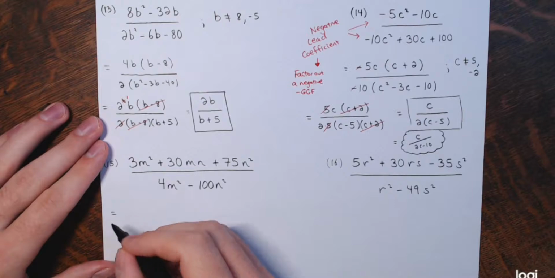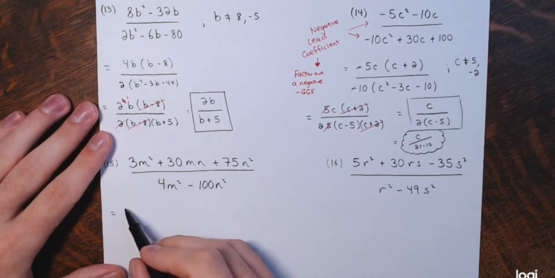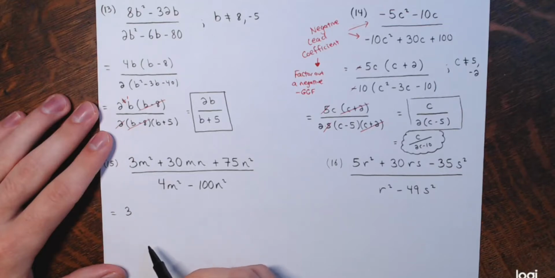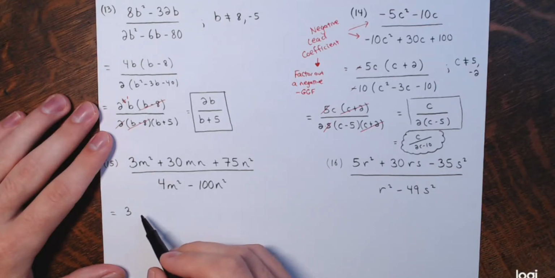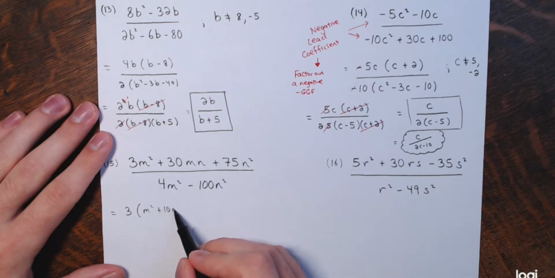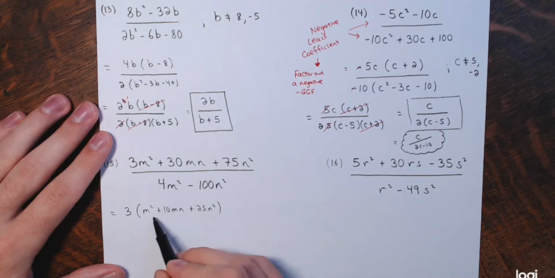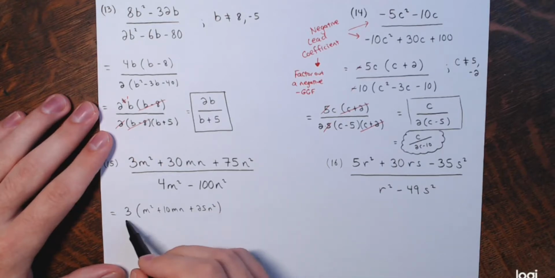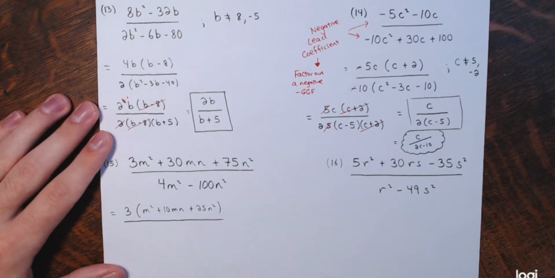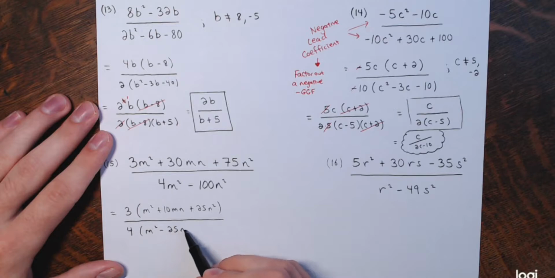So for example 15, numerator, I have a common factor of 3. Pull that out. And then we have m squared plus 10mn plus 25n squared, and this is one of those perfect square trinomials we'll see in a second. Divided by, and then here there's a common factor of 4, and I'm left with m squared minus 25n squared, and that's a difference of squares.